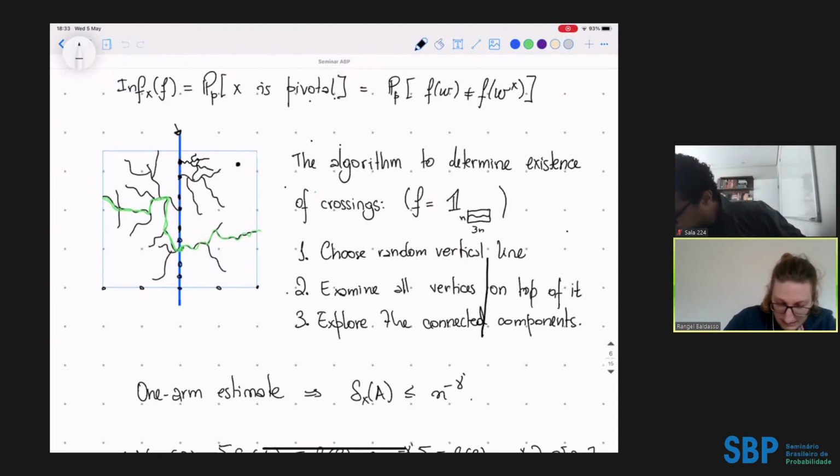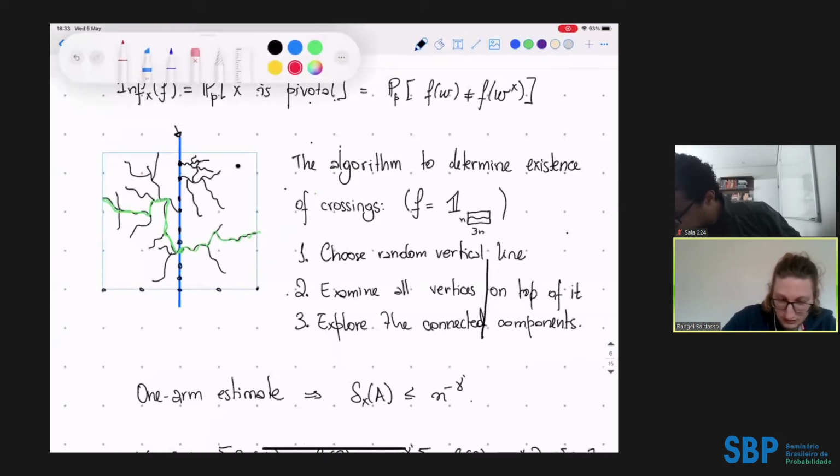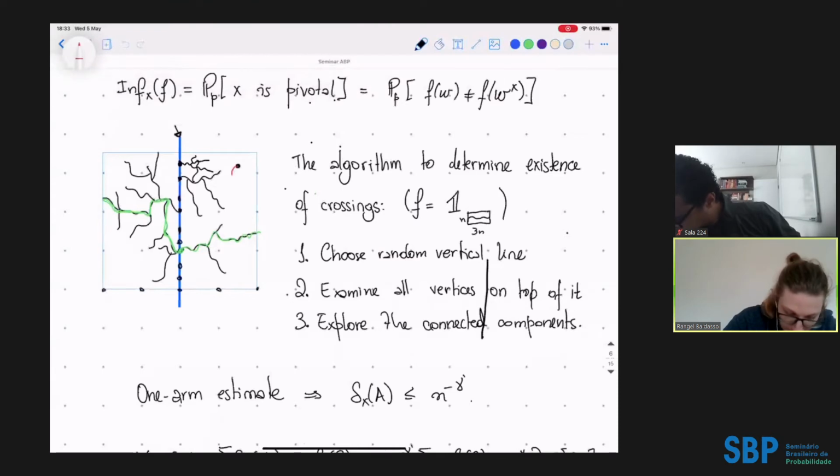And you can see, for example, in this case here, that this vertex is only going to be revealed if the following happens. You need to have an open line that I'm going to draw as red, even though that's not a very good color for open. You need to have an open connected path from this vertex to the random vertical line that you chose.